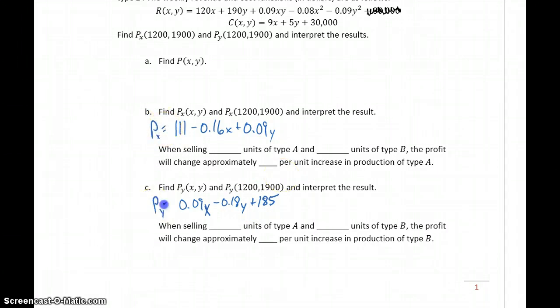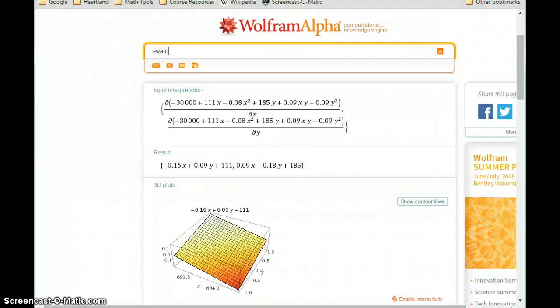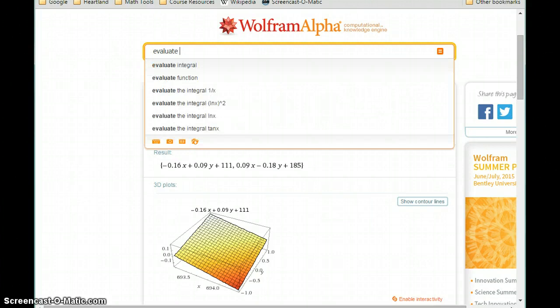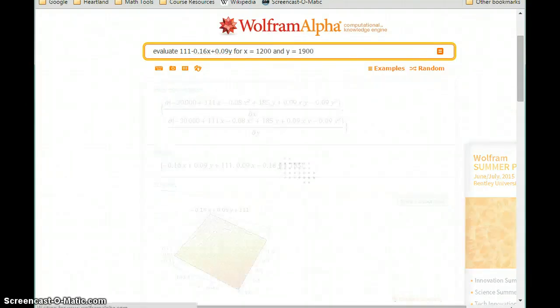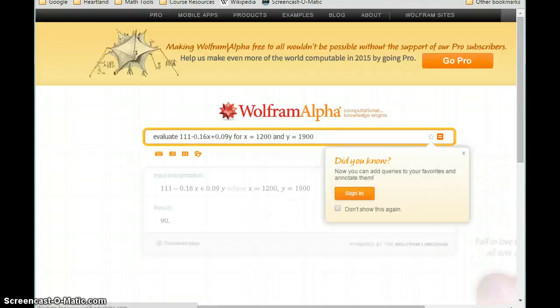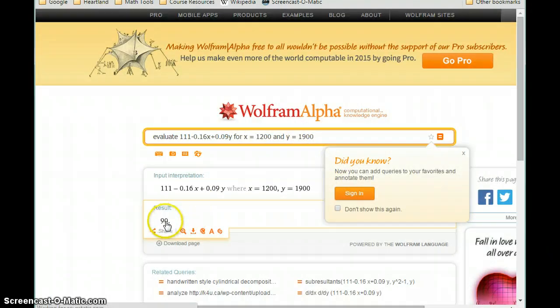Now we want to look at evaluating each of these at these coordinates. So we could evaluate that first partial derivative for x equals 1200 and y equals 1900. And we get, in this case, a result of 90.